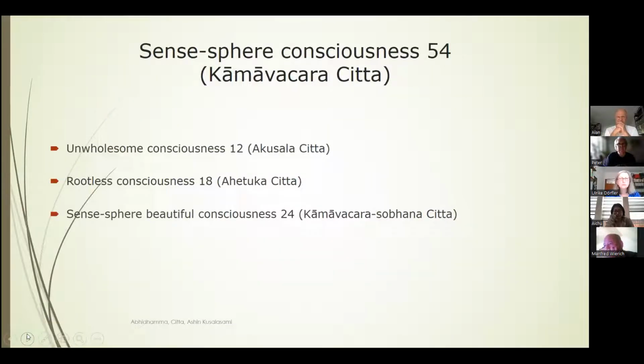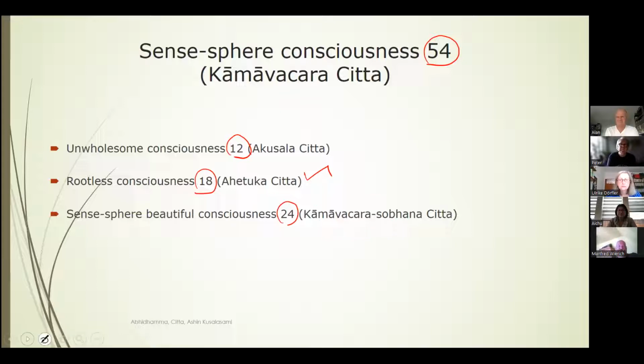And next, we have finished this one as well. What are the 54 Kamavacara Ceta, or sense-sphere consciousness? Out of this title, 3 kinds of Cetas are divided. So 12 unwholesome consciousness, in Pali Akusala Ceta, and 18 rootless consciousness, which will be taught today. We'll talk about these 18 rootless consciousness today. And the next group is 24 sense-sphere beautiful consciousness, Kamavacara Sobhana Ceta.